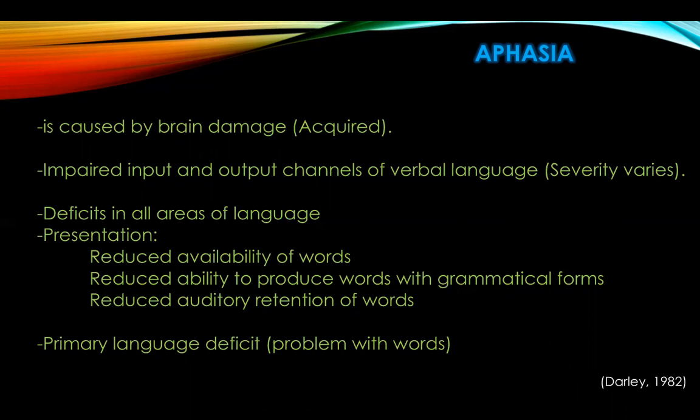Although language is not completely lost, it actually shows up as a reduced availability of words, reduced efficiency of words, where grammatical features are lost or overused, and also reduced auditory retention span, meaning recall and repetition of words is reduced. It is also a primary language deficit, which means the problem is with words, and the degree of language impairment is more severe than any other accompanying conditions, such as hearing loss, dementia, or motor speech issues.